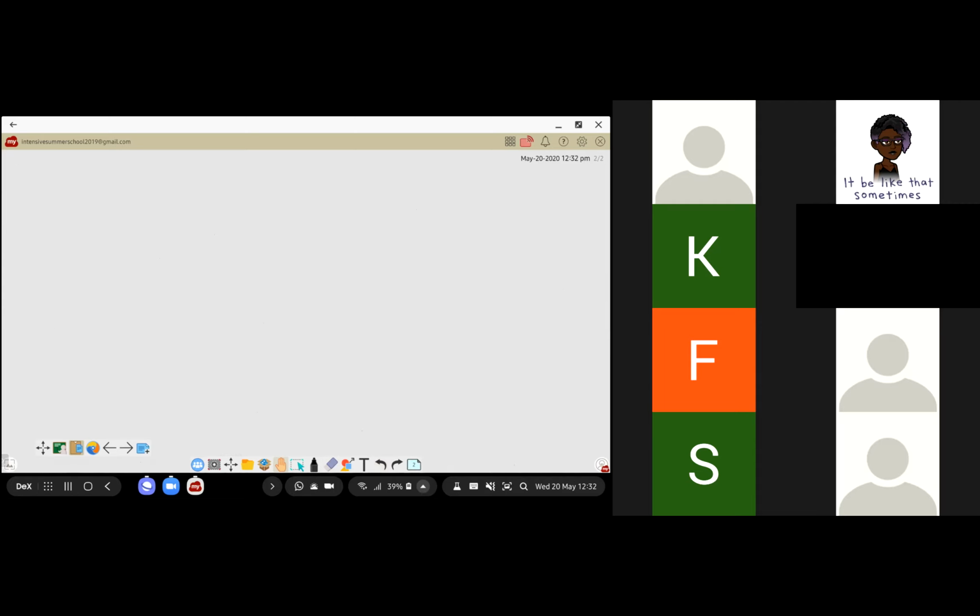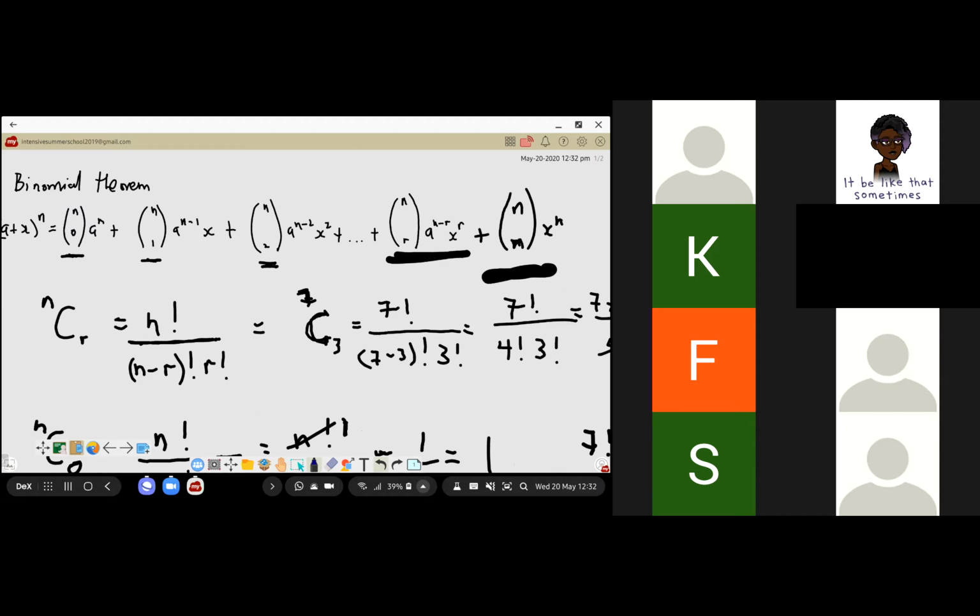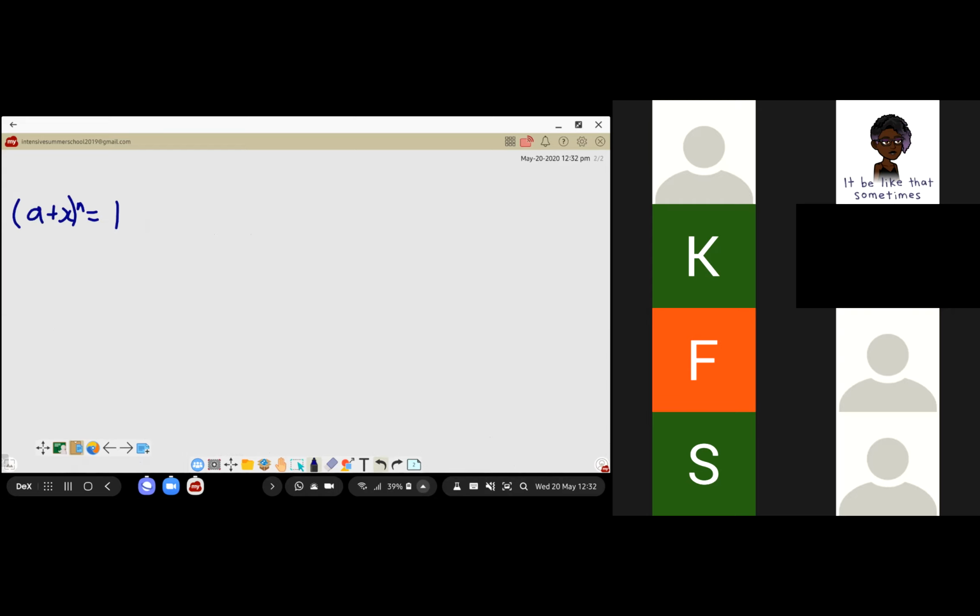Let me rewrite it on a new page to make sense. So a plus x raised to the power n is going to give us what? n combination 0, we had 1. So let's come back. 1, then a raised to the power n, right? If we multiply by 1, we still get a raised to the power n.